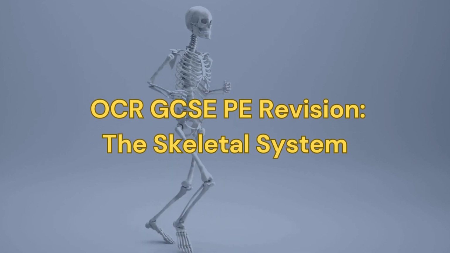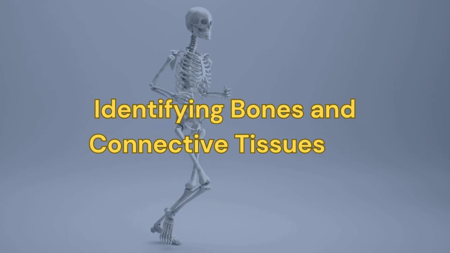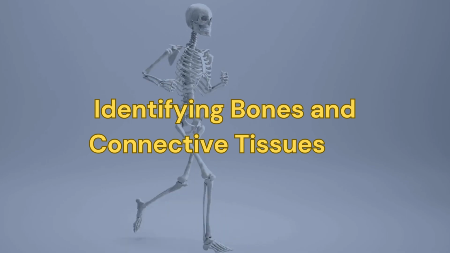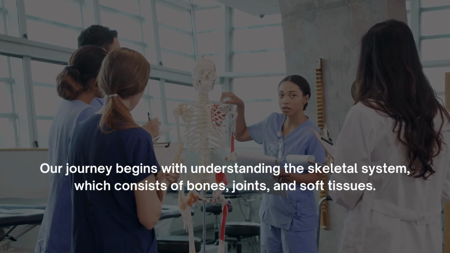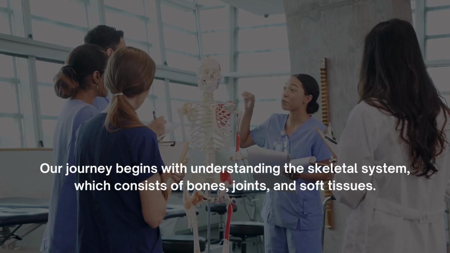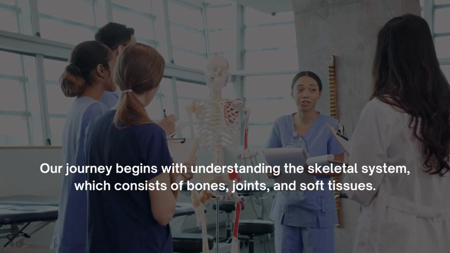OCR GCSE PE Revision, Identifying Bones and Connective Tissues. In this video, we're delving into the importance of the skeletal system to sports and physical activity. Grab your study materials and let's get started. Our journey begins with understanding the skeletal system, which consists of bones, joints, and soft tissues.